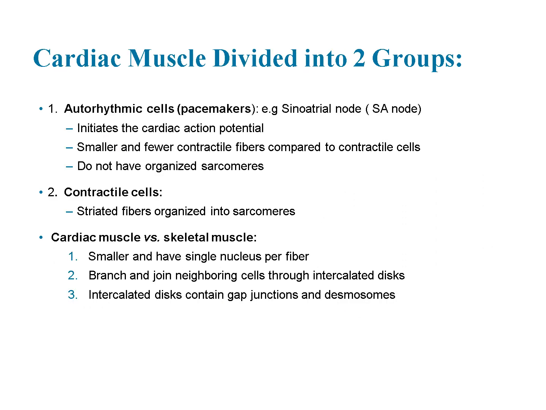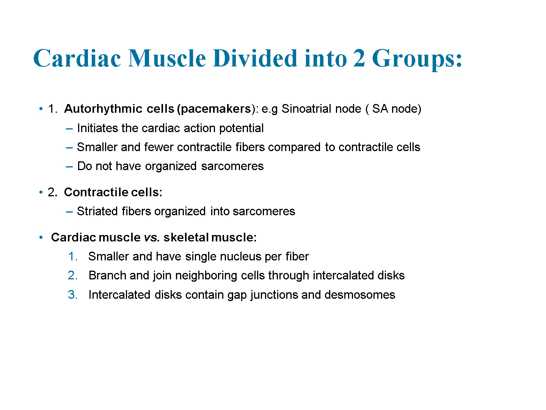Cardiac muscle is composed of two main types of cells: autorhythmic cells and contractile cells. Each plays a distinct role in maintaining the heart's rhythmic contractions and efficient pumping function. Autorhythmic cells, also known as pacemaker cells, are specialized to initiate and regulate the heart's electrical activity. A key example is the sinoatrial, or SA, node, which generates the cardiac action potential.